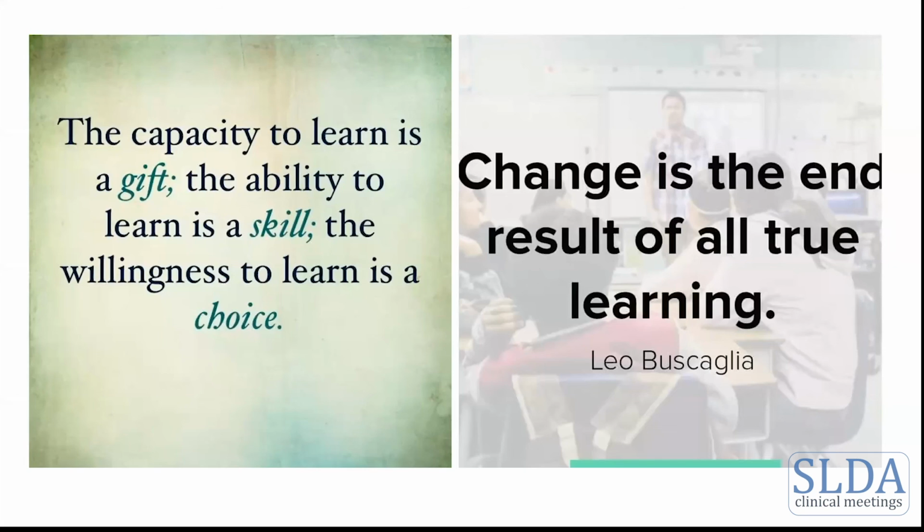And finally, after this learning session, change is the end result of all true learning. That is, if you can't change, because I know some practitioners, they have their undergraduate knowledge still, so it is always better to attend this type of clinical meetings and update your knowledge and improve your skills and ultimately change your practice to get a better outcome for your patient.